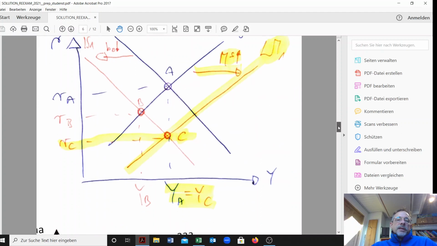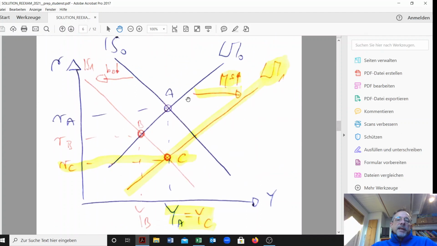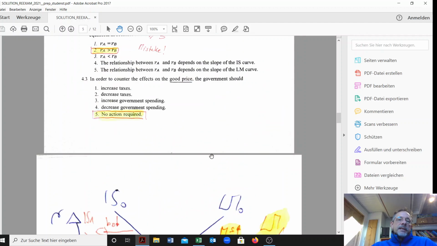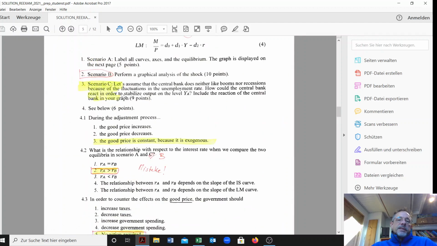So first there was a negative shock, and now the central bank has to shift the LM curve to the right. The central bank has only one policy tool. The central bank can only increase money supply, and the LM curve shifts to the right so that the GDP level is on the same level as before. So YA is equal to YC, and the interest rate drops even further to the level RC. The yellow part is related to scenario C.